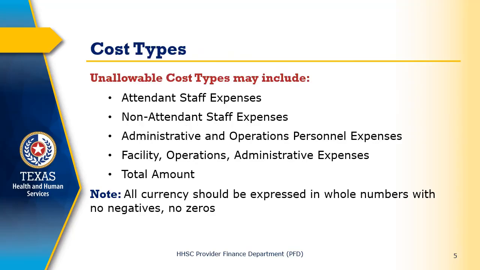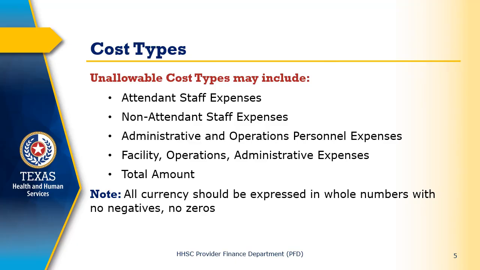Unallowable cost types encompass various expenses that cannot be funded. Expenses for both attendant and non-attendant staff, as well as administrative and operations personnel expenses, may fall under the category of unallowable costs and should not be included in funding requests. Additionally, facility, operations, and administrative expenses may be deemed ineligible for reimbursement and cannot be included in the allowable budget.